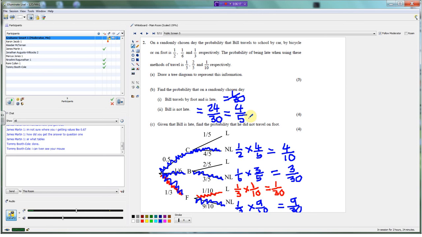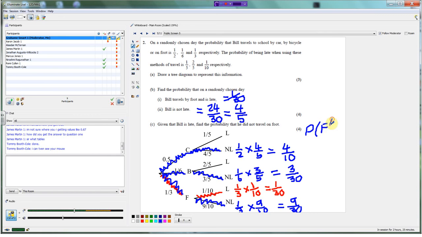Okay, so for part C it says given that Bill is late, so that word given, so we're into conditional probability here, aren't we? Given that Bill is late, find the probability that he did not travel on foot. So we need to think about this quite carefully. We need to work out two things. First of all, we need to work out the probability that he's late, but didn't travel by foot.